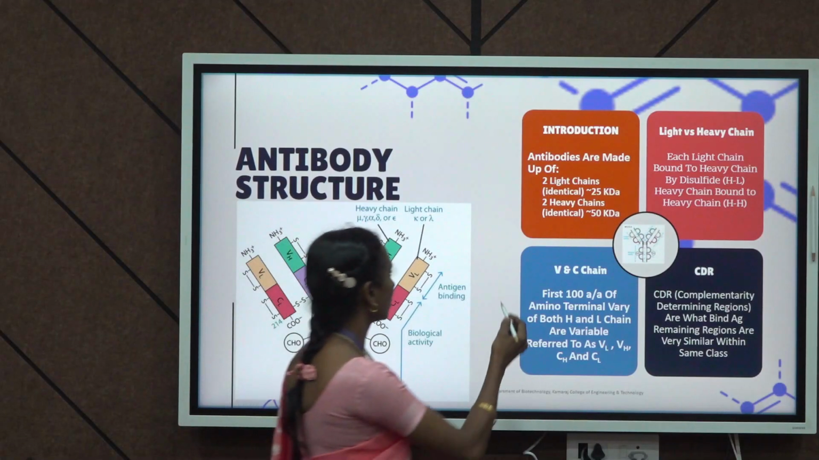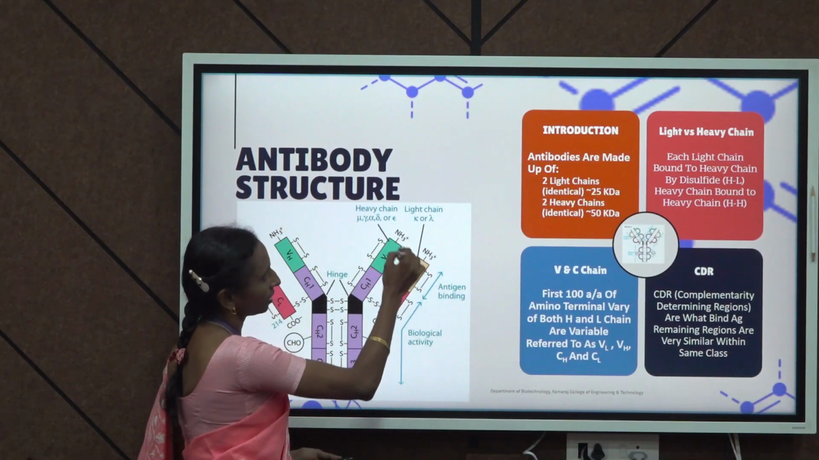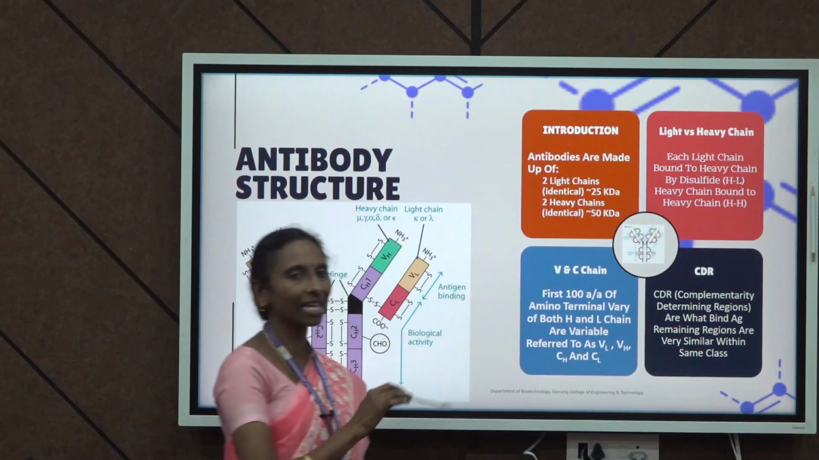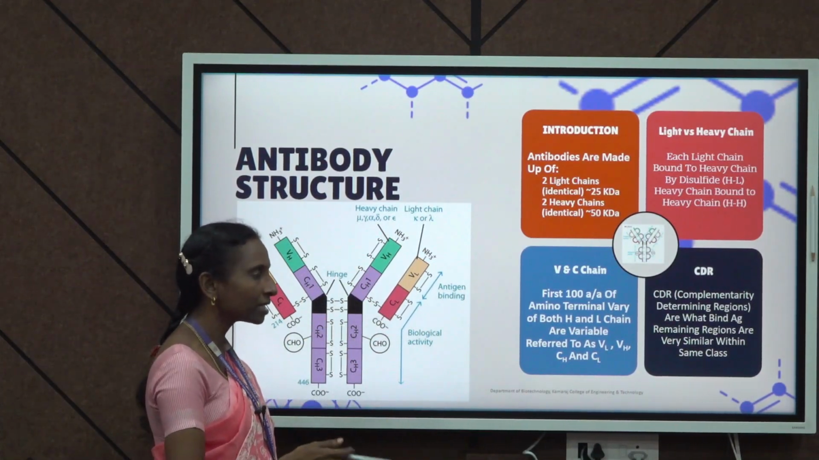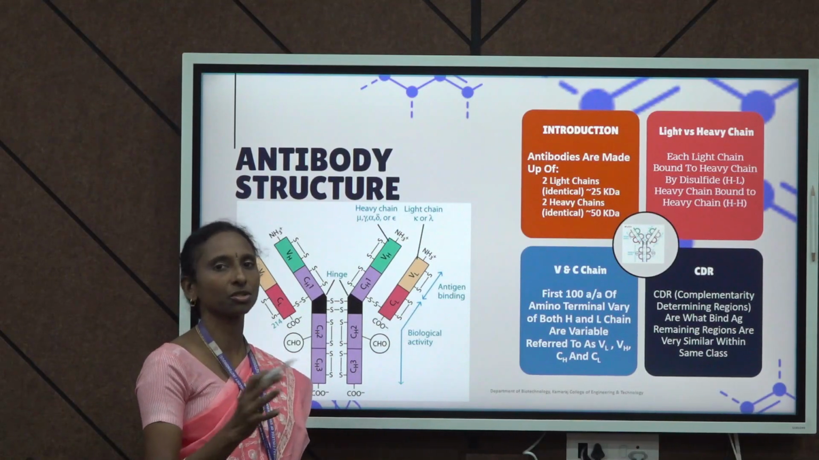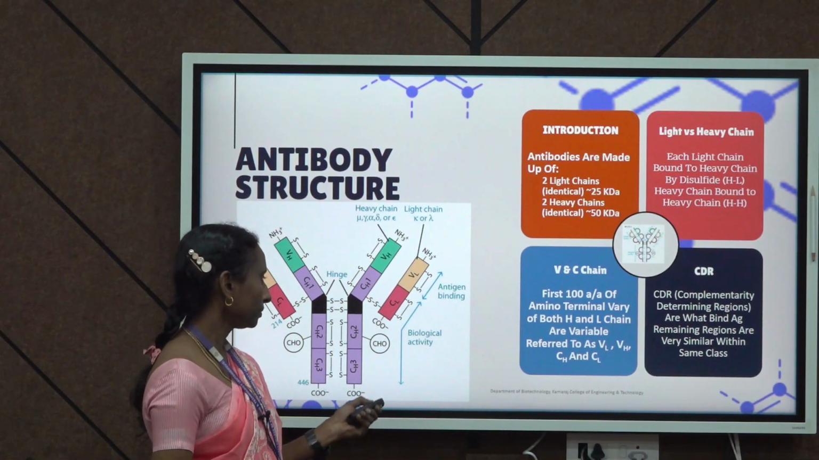And there is a special region in the beginning called the complementarity determining region. This is the area where the antigen comes and binds, and other than this, the remaining structure is almost similar in most of the antibodies.